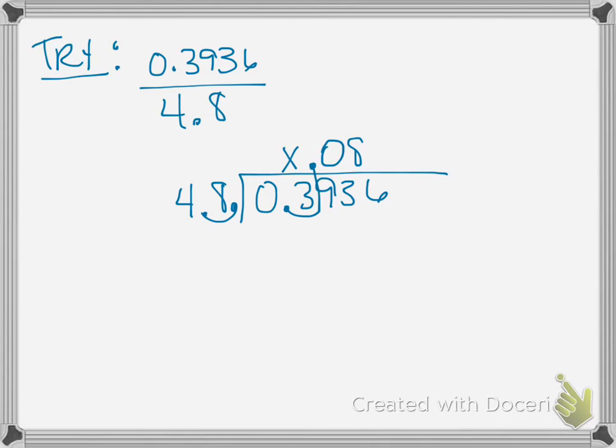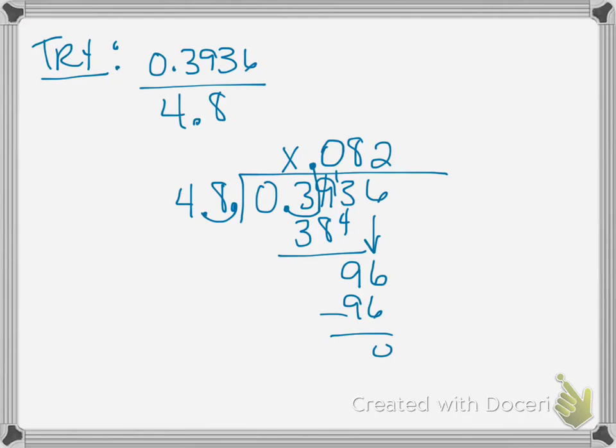393 8 times, which is 384. I borrow, that becomes an 8, so I get 96, and 48 goes into 96 twice. Don't forget to check your signs. These are both positive, so my answer is just 82 thousandths.